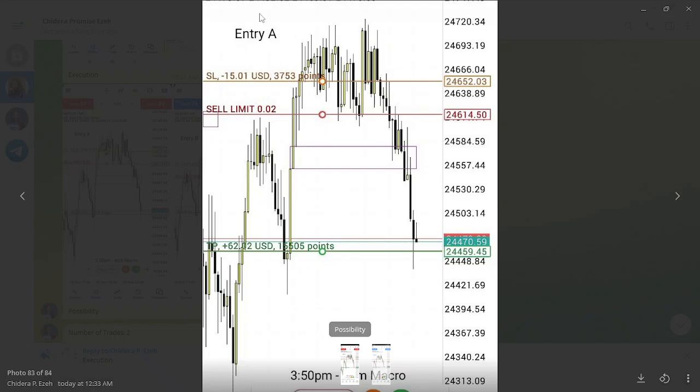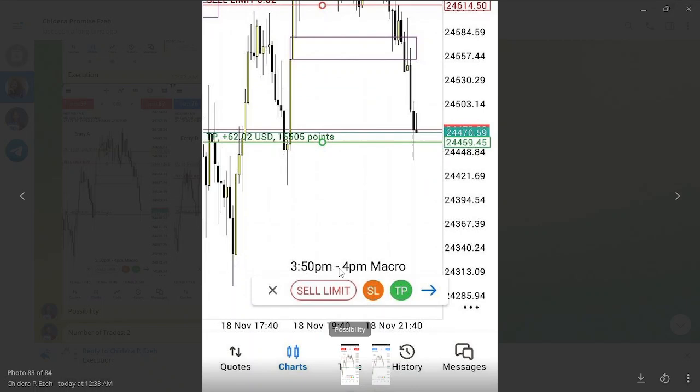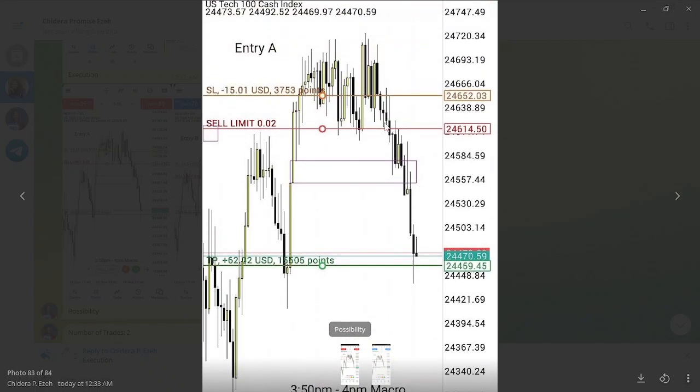Okay, so you can see I named it entry 1 and the 3:50 p.m. to 4 p.m. macro, right? So this would have been my typical point of entry here. Once price has already formed this fair value gap, and I can see that it has already traded into that, this fair value gap there. Okay, so at the time that was a real displacement candle when it got to that level, but then rejected.